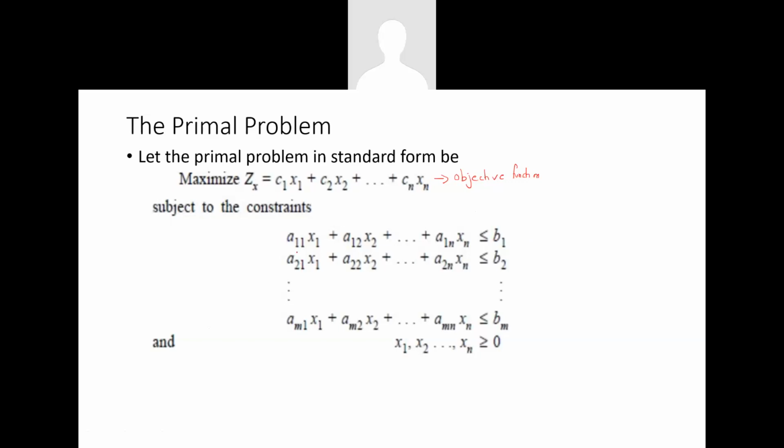Similarly, you have the second constraint. Maybe your land is a constraint. So you can write a21 x1 + a22 x2 + up to + a2n xn less than or equal to b2. And here you have numerous constraints. Capital is a constraint. So many constraints are there. Finally, you have m number of constraints, that is am1 x1 + am2 x2 + up to + amn xn less than or equal to bm. So these are all your technical constraints which you have written. And then apart from that, you also have non-negativity constraints. That is why you write x1, x2 up to xn greater than or equal to 0. These are all your non-negativity constraints.